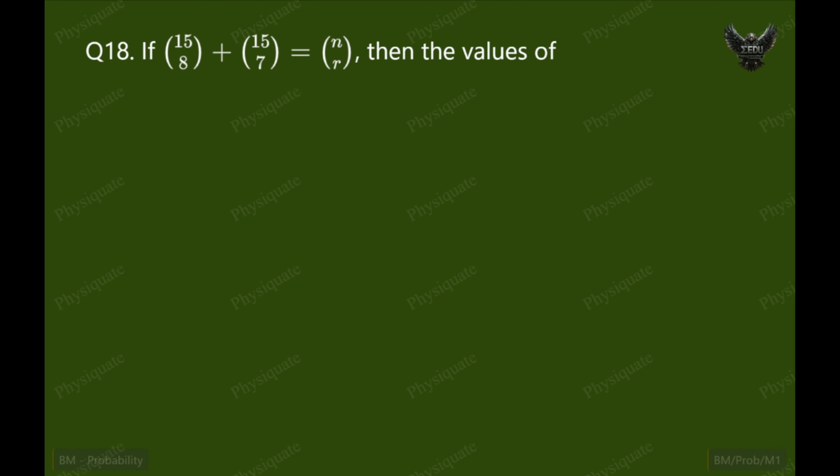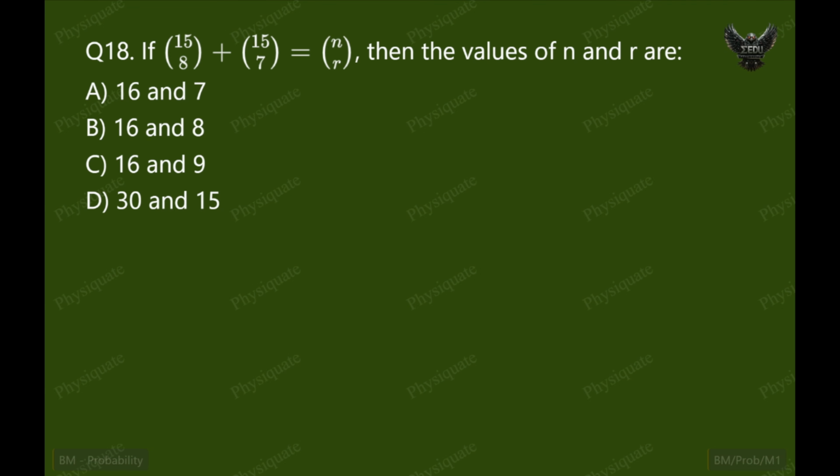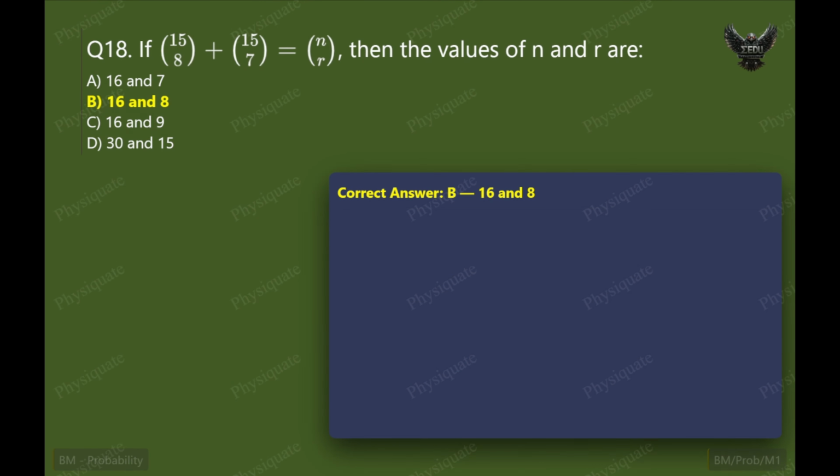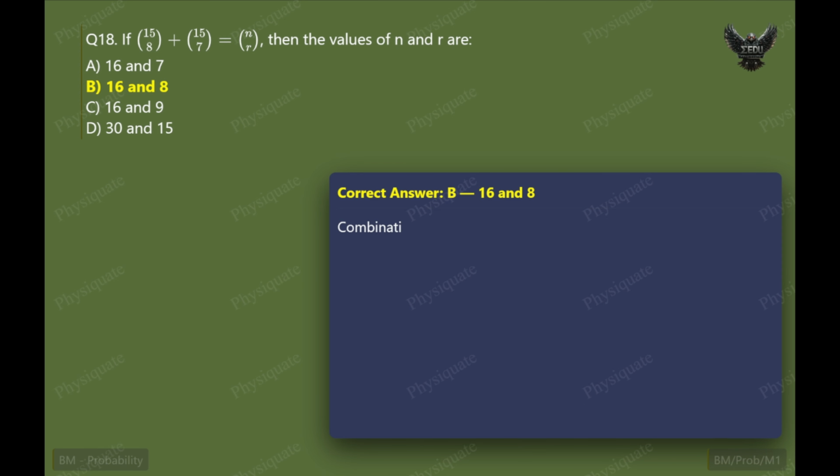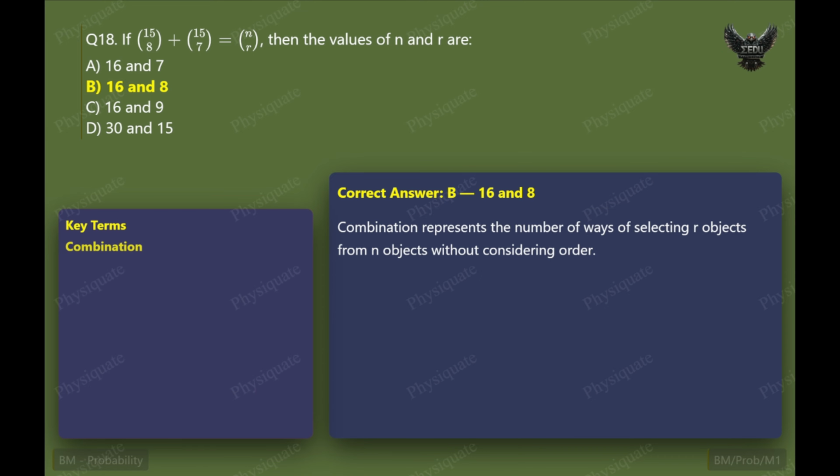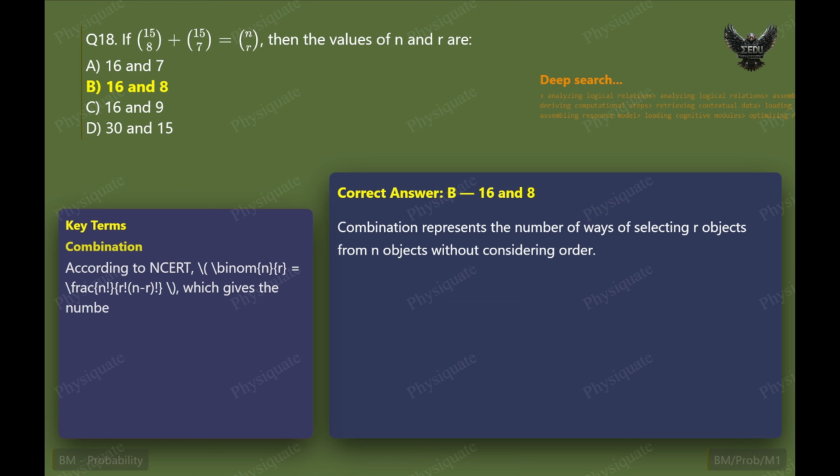Question 18. If C(15,8) plus C(15,7) equals C(n,r), then the values of n and r are. Correct answer is option B. Combination represents the number of ways of selecting r objects from n objects without considering order. Now let us consider combination. According to NCERT, C(n,r) equals n factorial divided by r factorial times (n minus r) factorial, which gives the number of possible selections.